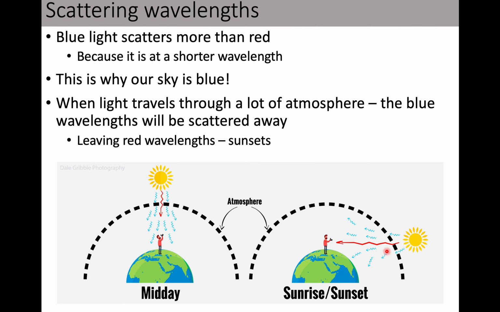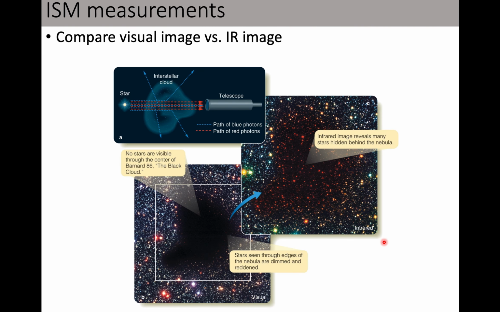Because the sun is traveling through a longer portion of our atmosphere, a larger area of atmosphere, so it's traveling through this whole section. Note, this is not to scale. All the blue shorter wavelengths are going to scatter away. So all that reaches us are the red and the orange wavelengths, because the sunlight is traveling through so much more of the atmosphere. It's a very similar concept when we think about light traveling through the interstellar medium, in that those shorter wavelengths are going to be scattered away.